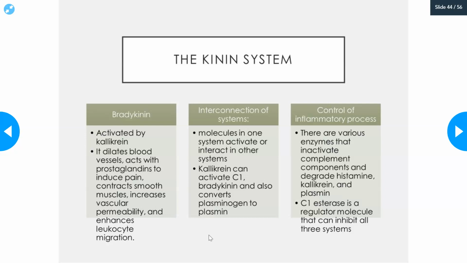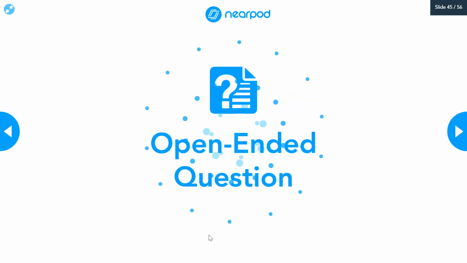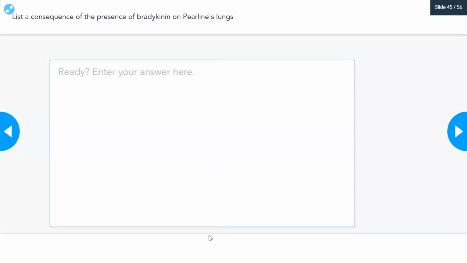Control of the inflammatory process. There are various enzymes that can inactivate complement components and degrade histamine, kallikrein, and plasmin. For example, C1 esterase is a regulator molecule that can inhibit all 3 systems. So you don't want these systems just running amok and causing all kinds of problems, because then you definitely have problems like maybe a clotting problem in your body. So, list the consequence of the presence of the bradykinin on Perline's lungs.